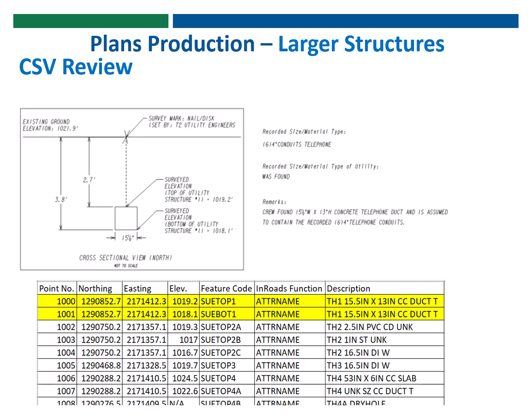Larger structures in the CSV file again. In this example, in the cross-section view, you can see a duct bank with the top elevation of 1019.2 and the bottom elevation of 1018.1. And in the CSV file example below the 2 highlighted rows, you can see the northing and eastings again are the same. However, the elevation of 1019.2 for the top has a feature code of SUE Top 1, while the elevation for the bottom 1018.1 has a feature code of SUE Bot 1.